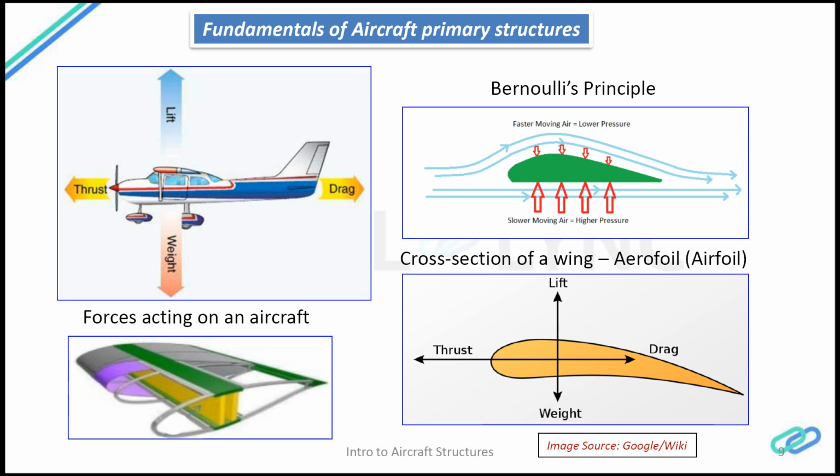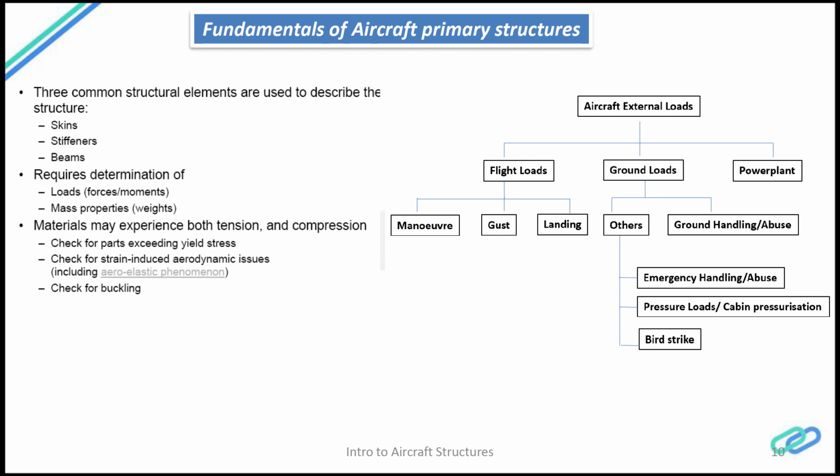So moving to the next slide. We saw the forces acting on the aircraft. Now we need to classify the loads that come onto the aircraft, which is much more important. The aircraft loads, or the external loads that act on the aircraft, can be classified broadly into three categories: flight loads, ground loads, and the loads from the engines.